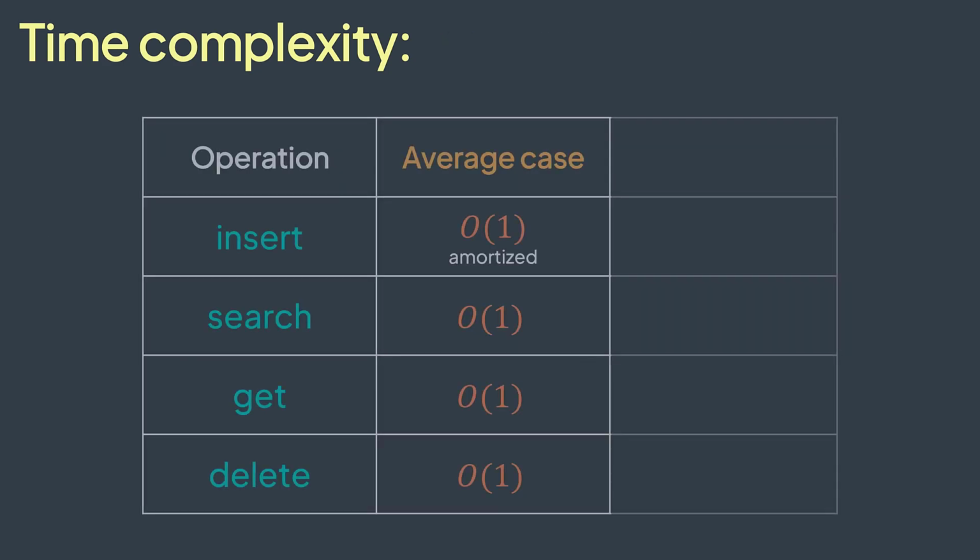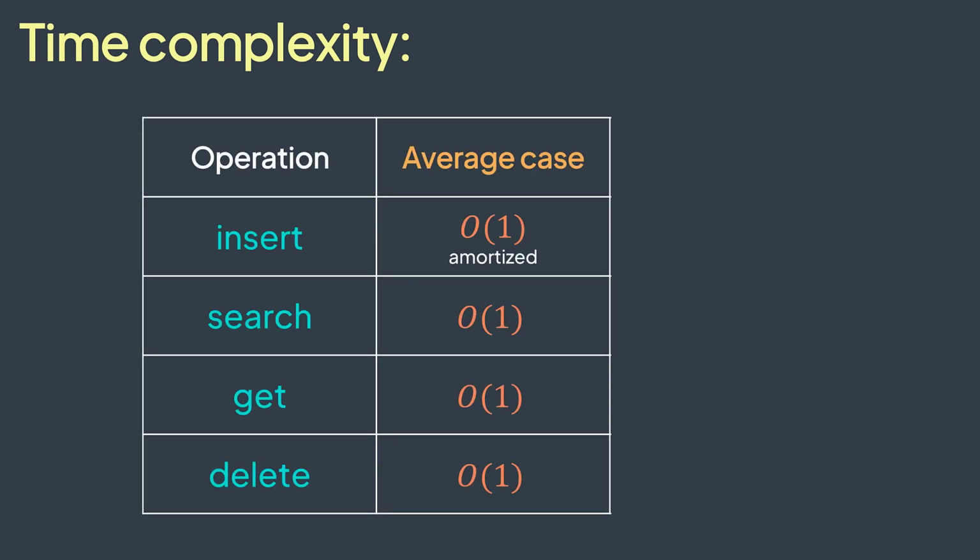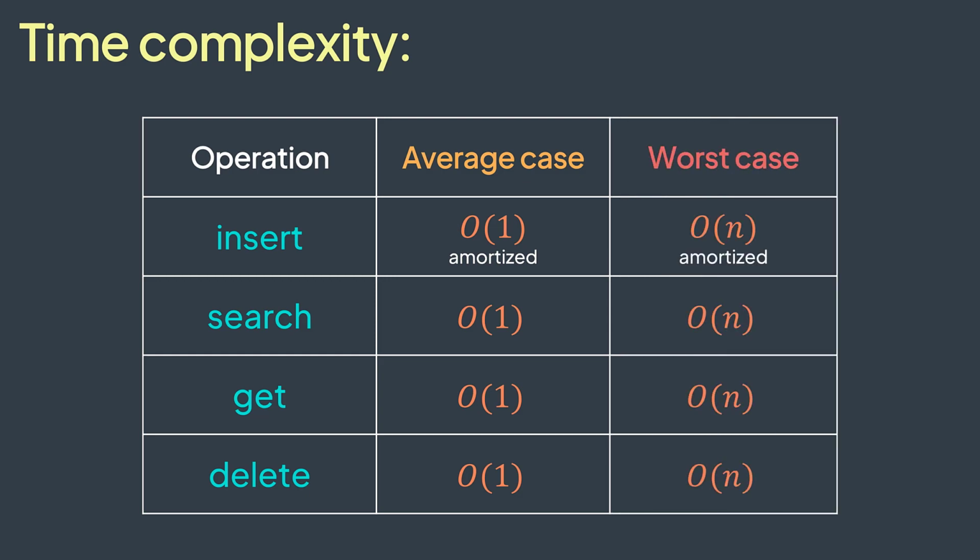And here you can see the advantage of using a hash table and why it's such a powerful data structure. In the average case, we can insert in O of 1 time amortized, search in O of 1 time, get the value of a key in O of 1 time, and delete in O of 1 time, which is time efficient. However, we don't forget that it still suffers from having O of n time for these operations in the worst case. This is why it's important to have a good implementation to avoid this worst case.